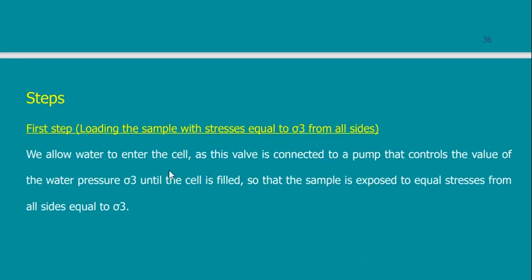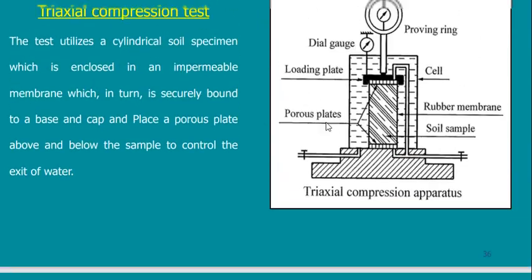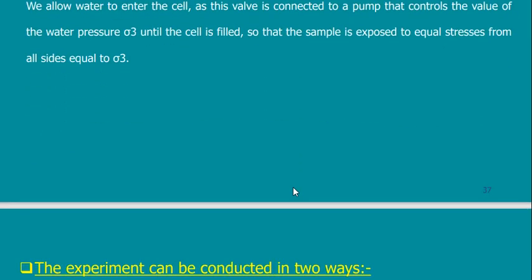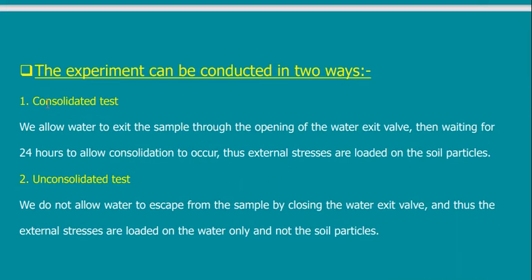So I just put sigma 3, which is the water, all around the sample, and the sample is now exposed to sigma 3 only. To continue this test, I have two ways: either a consolidated test or an unconsolidated test. From what I said now, if I want to have a consolidated test, it means I want to do what? Consolidated. Yes, I need to open the tap so that water can go, to resemble the consolidated case.